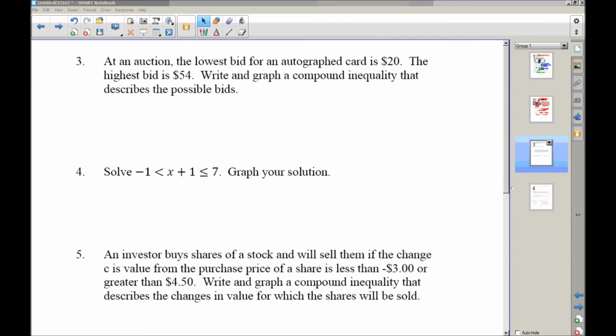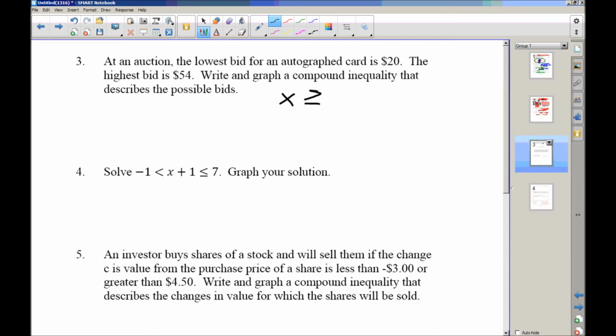On our last page, at an auction, the lowest bid for an autographed card is $20. The highest bid is $54. Write and graph a compound inequality that describes the possible bids on the card. All right, so we'll let x equal the bid amount. And it says that the lowest the card ever went for was 20. So somebody raised their hand and said, I'll bid $20.